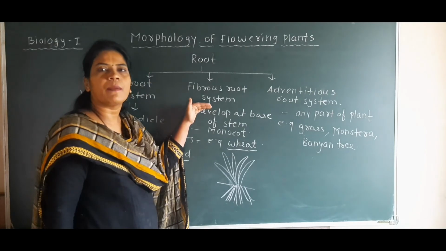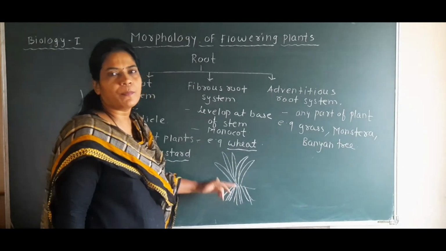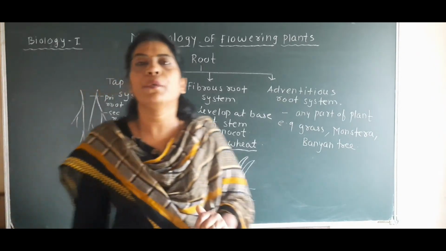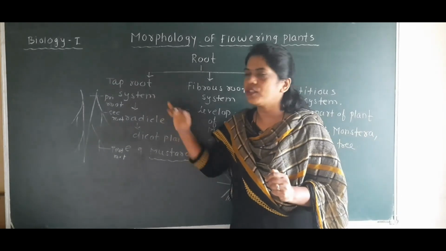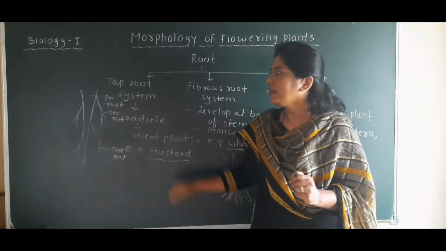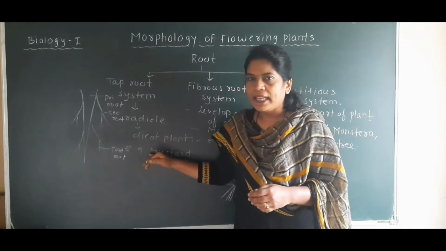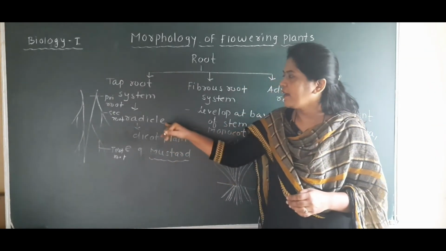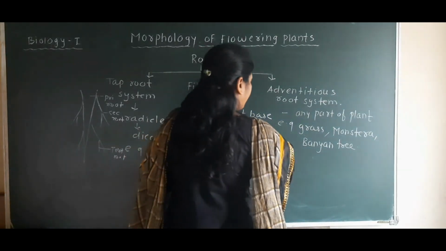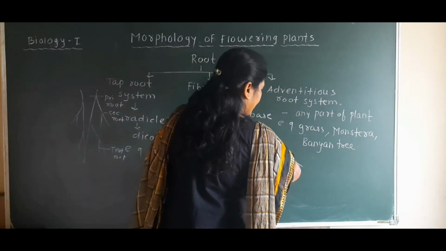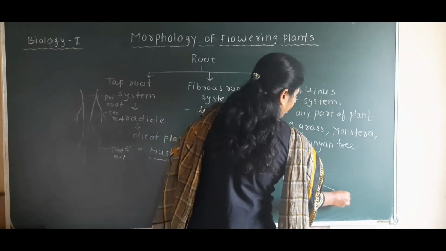The fibrous root system also does not develop from the radical, but it develops from the base of the stem. The example is the wheat plant, which is a monocot plant, and the taproot system develops from the radical. It has the example of the mustard plant, and these are dicot plants. If you see the diagram of the adventitious root, you can observe this type of diagram in the adventitious root system.